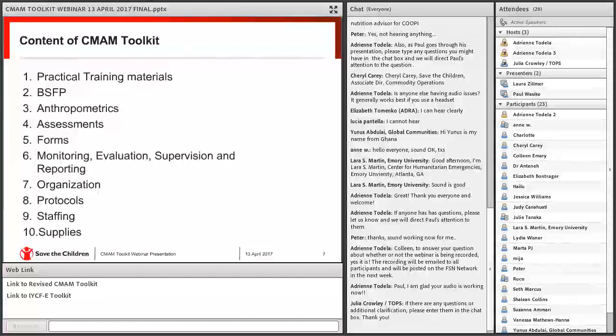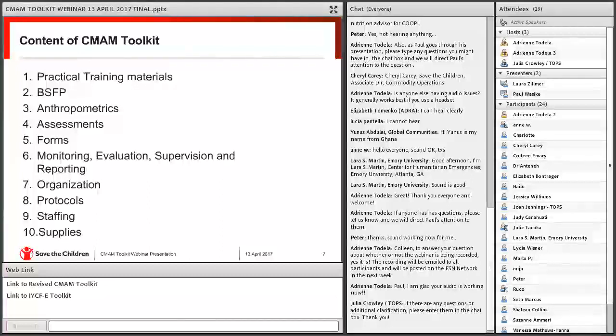Then we have all the different forms that are used in CMAM. During the revision process, somebody said CMAM tends to be just about forms. There are so many referral forms. We have patient forms, etc. So we have a number of them in there, which can again be contextualized based on where one is working.